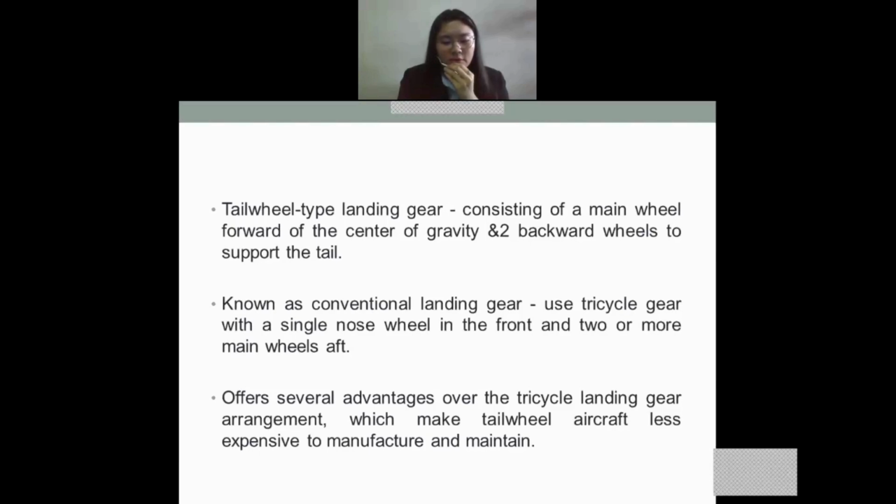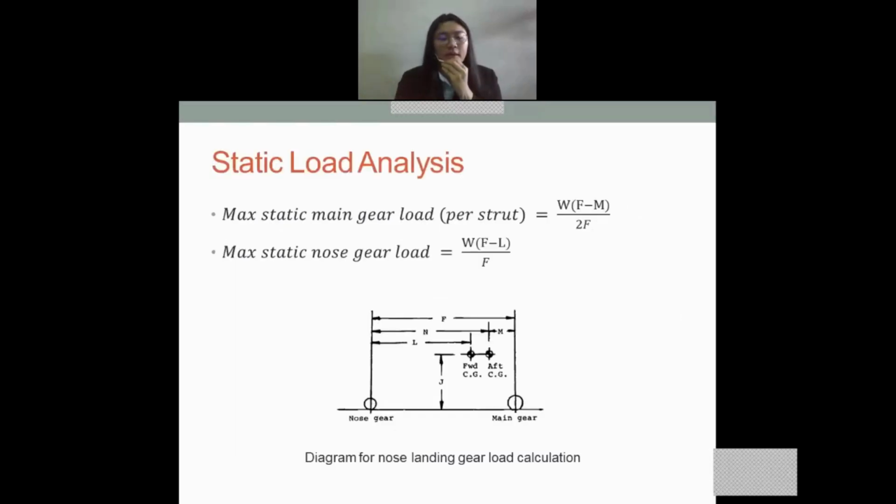The tail wheel configuration offers several advantages over the tricycle landing gear arrangement, which make dual-wheel aircraft less expensive to manufacture and maintain. There are two formulas to calculate the static load analysis, which are the maximum static main gear load per strut and the maximum static nose gear load.